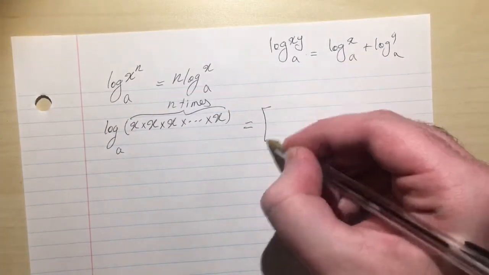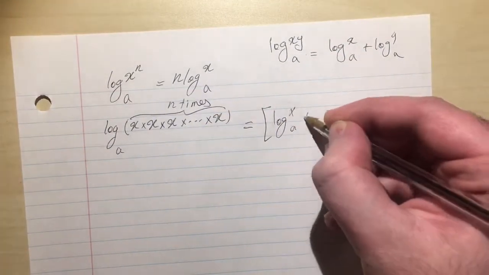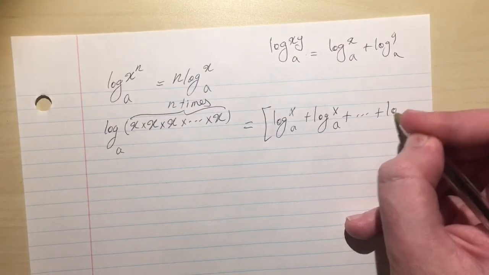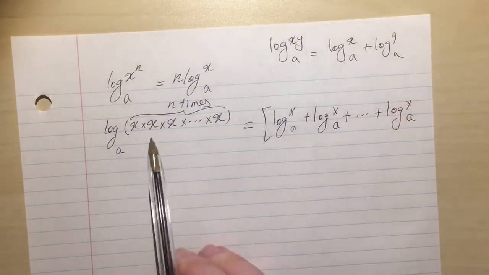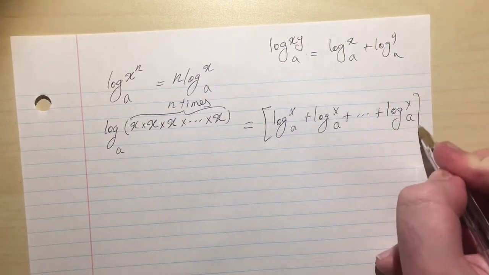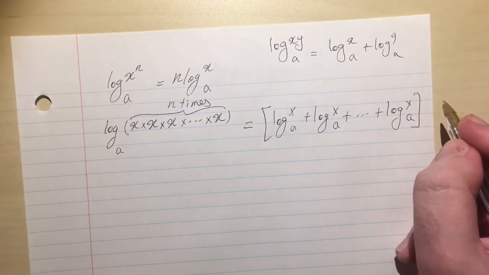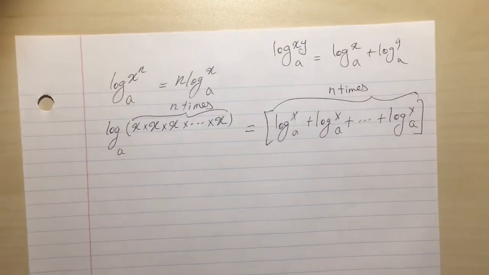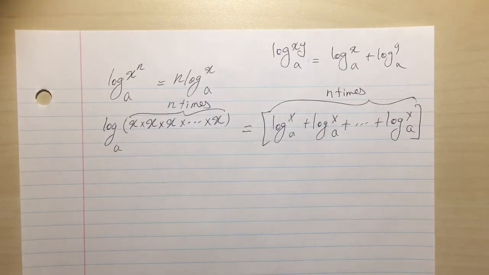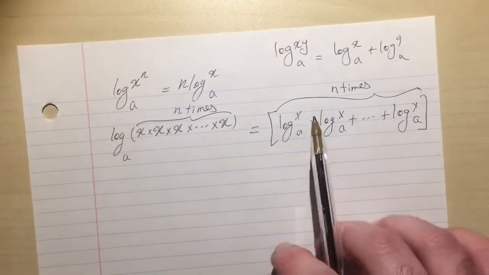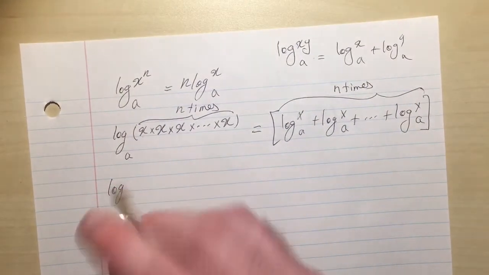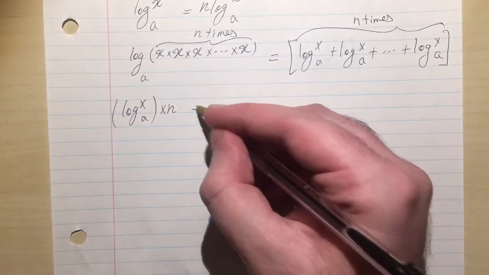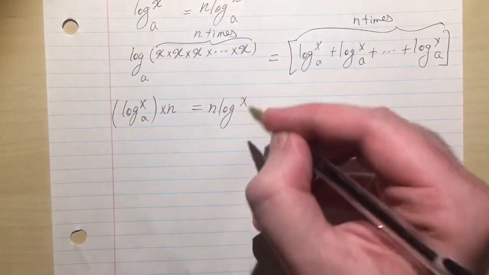So this would be log x base a plus log x base a plus blah blah blah plus log x base a. They're all equal because you multiply the same thing by itself n times. So you have n of an equal thing, like n of an apple. So this would be log x base a, n times, and this is n log x base a.